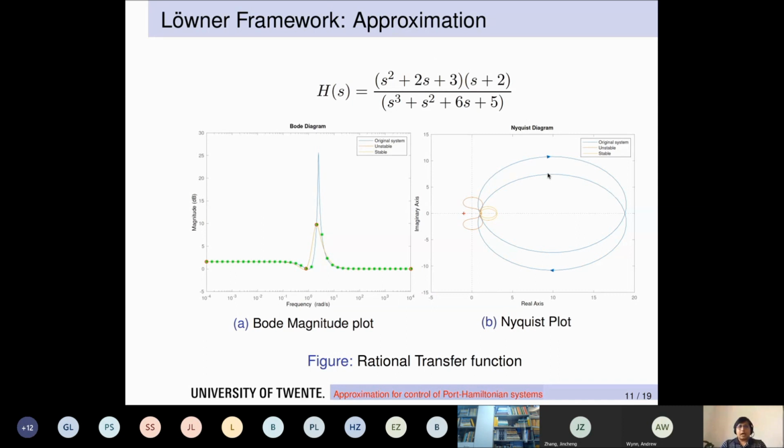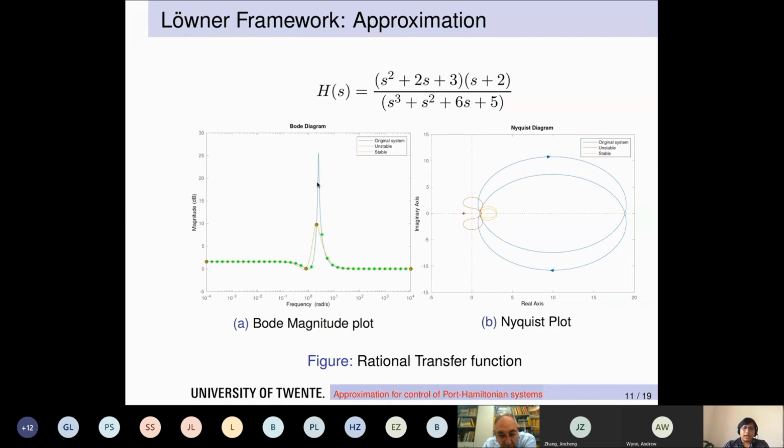So I show you what we see by applying this Löwner framework. At first, I was applying it to some rational transfer function. So here I plot the Bode diagram and Nyquist diagram. The Nyquist diagram is a very good picture to show whether this transfer function is positive real or not. If we have the Nyquist plot in the right half plane, then we can say that this transfer function is positive real. So the original one, we see the blue one is on the right half plane. So this is a positive real transfer function.